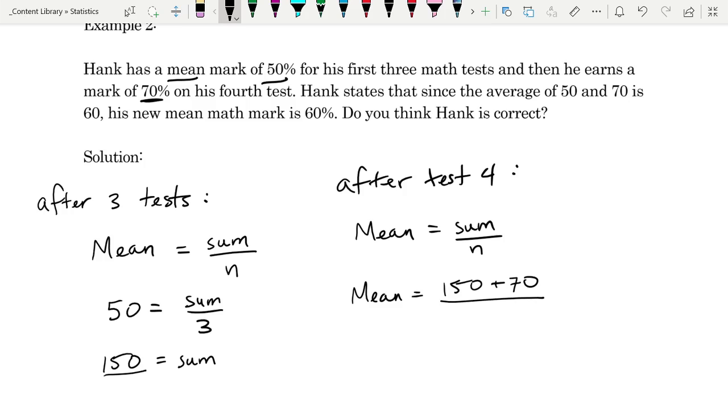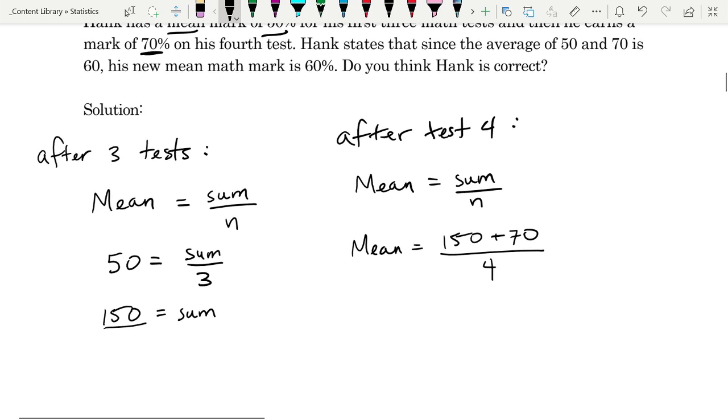But what's the bottom now? Now I have used 4 tests, right? So the mean after 4 tests, now Hank said that this should bring my average up to 60. Is he right?